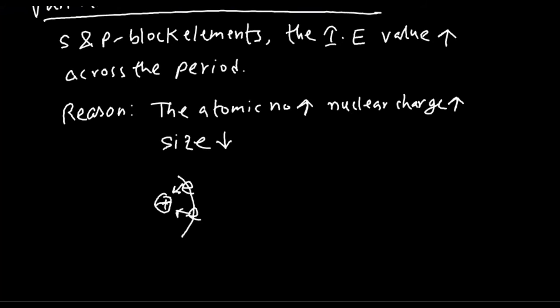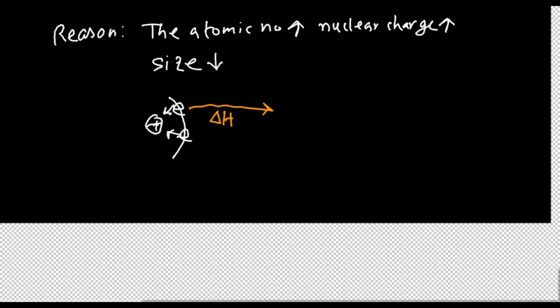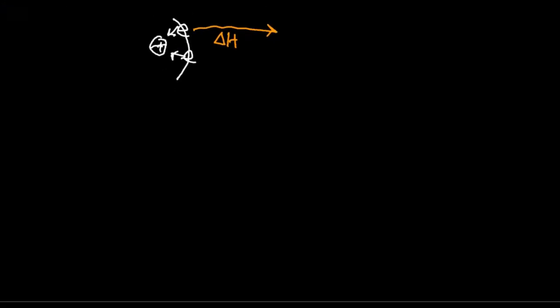Now, if you have to remove an electron from this shell, you have to apply a very high amount of energy, because these electrons are very tightly bound to the nucleus because of their small size. So as a result, the ionization energy is very high as you move from left to right across the period, because we have to apply a high amount of energy in order to ionize them, right? Understood? So this is the logic behind it.